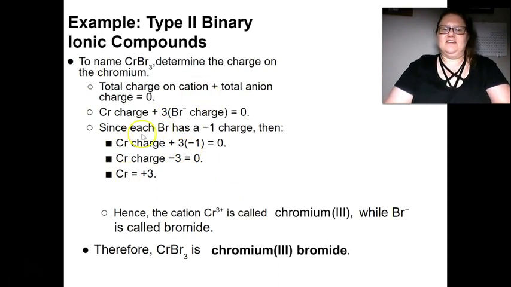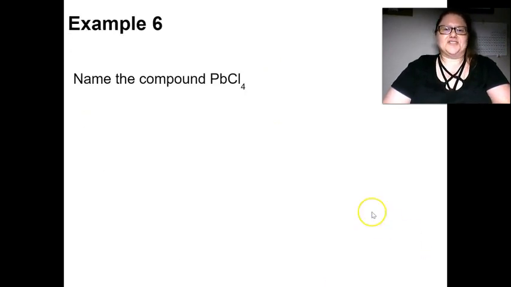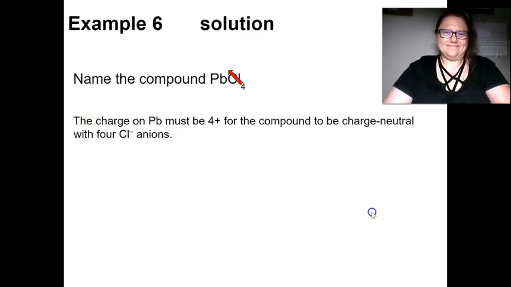Okay. Again, you can think of it this way, or you could just undo the crisscross. That's the quickest way that always works. Just undo the crisscross. The 3 was up there. And so we'd have our Roman numeral 3, chromium 3, bromide would be its name. Again, there's a space right here between the words. All right, try this one.